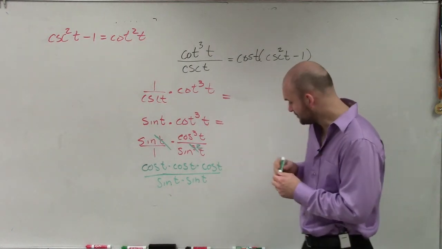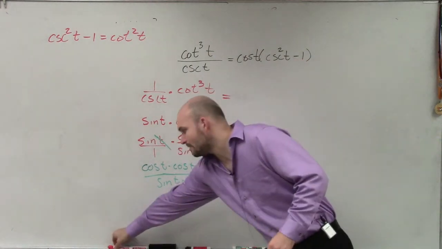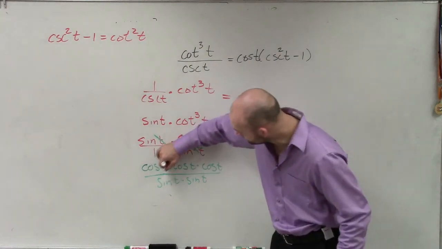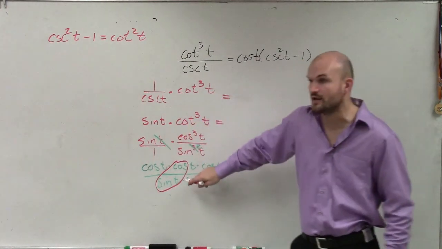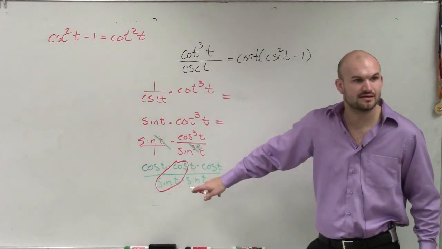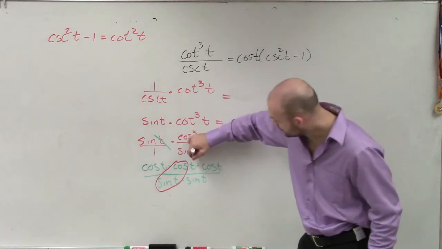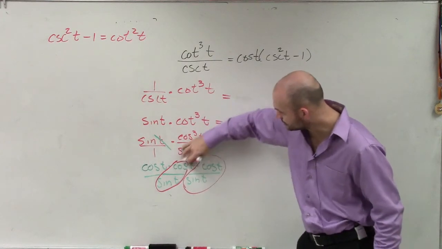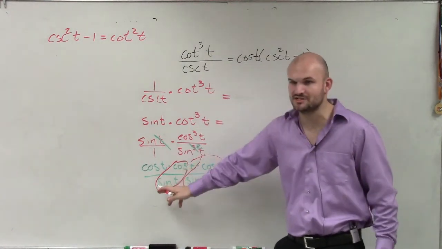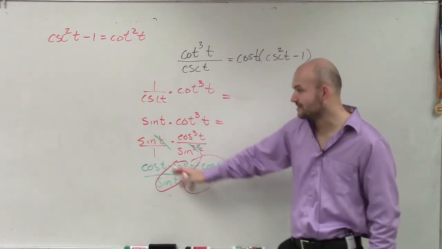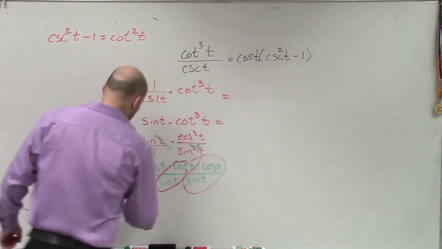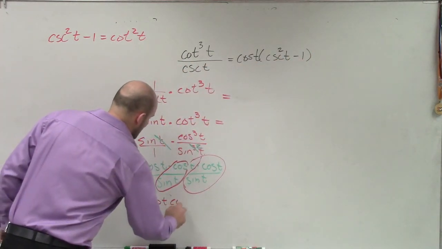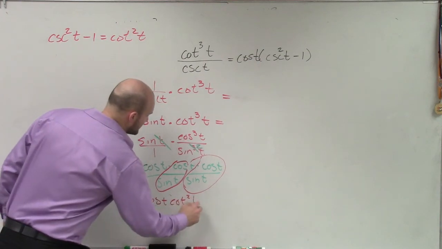If I can now group these together, you don't have to break them out, but the reason I'm breaking them out is so you can see, all right, that represents what? Cosine over sine is cotangent. And then that represents what? Cotangent. So that's cotangent times cotangent, which is cotangent squared, times cosine. So therefore, I have cosine of t times cotangent squared of t.